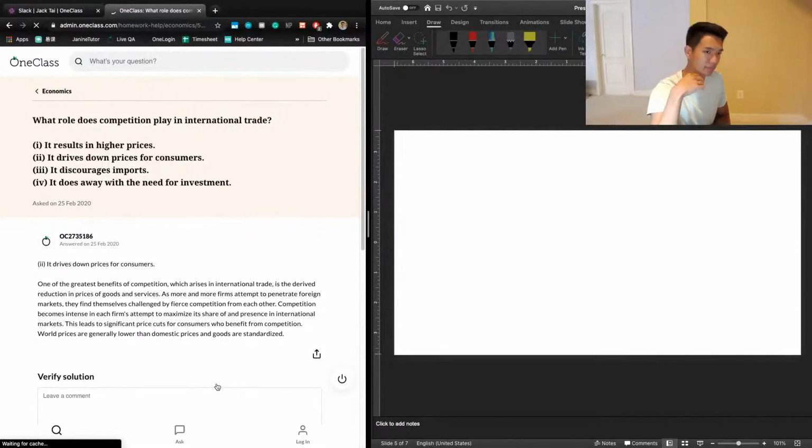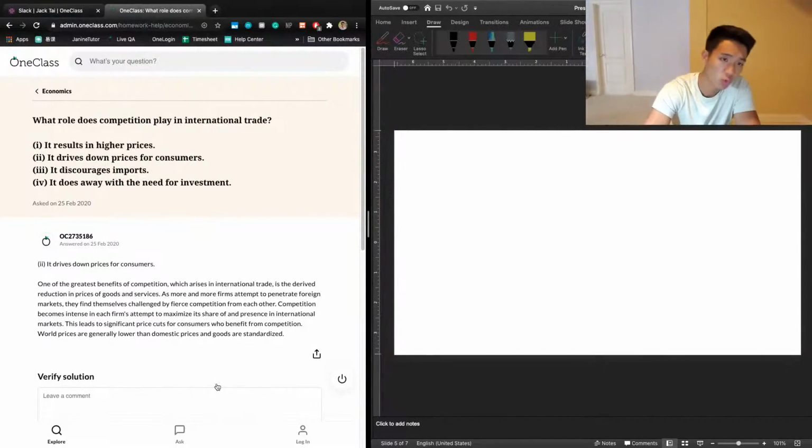All right, next says, what role does competition play in international trade? 1 says it results in higher prices, 2 says it drives down prices for consumers, 3 says it discourages imports, and 4 says it does away with the need for investment.